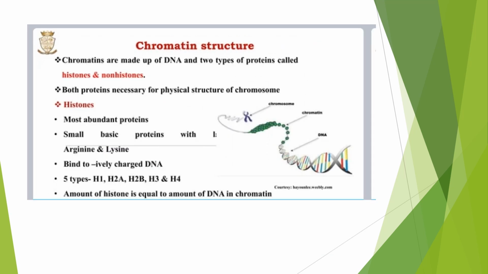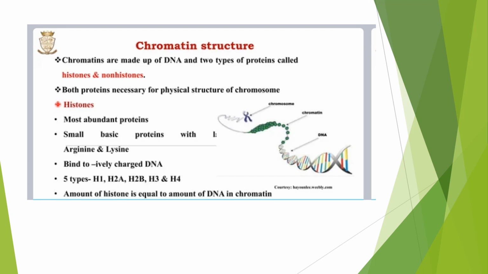Here we see the chromatin structure. What is chromatin? Chromatin is made up of DNA and protein. The DNA is deoxyribonucleic acid, and the proteins present are of two types, histones and non-histones. Both proteins are necessary for the physical structure of your chromosome.